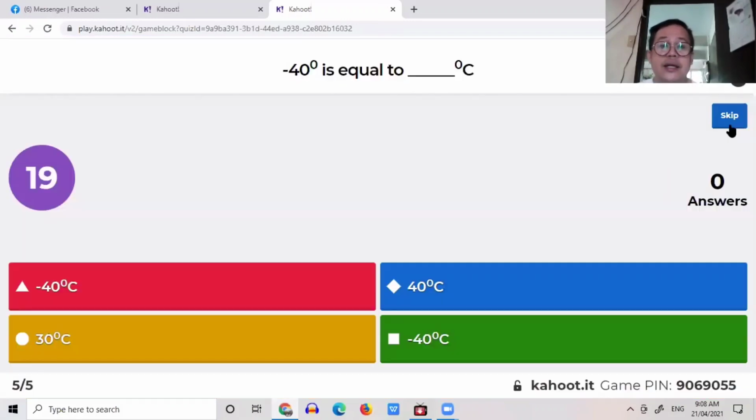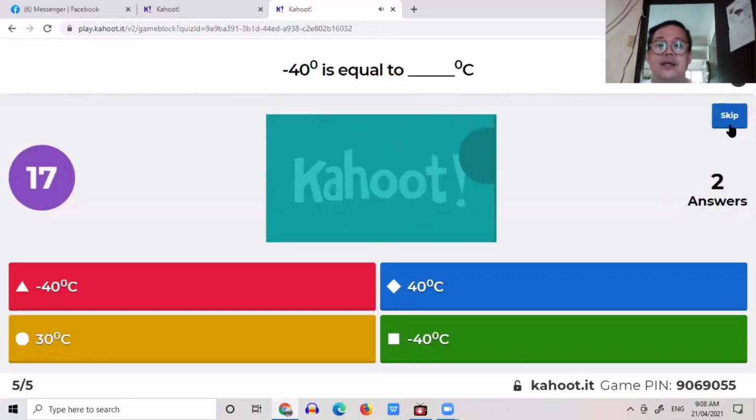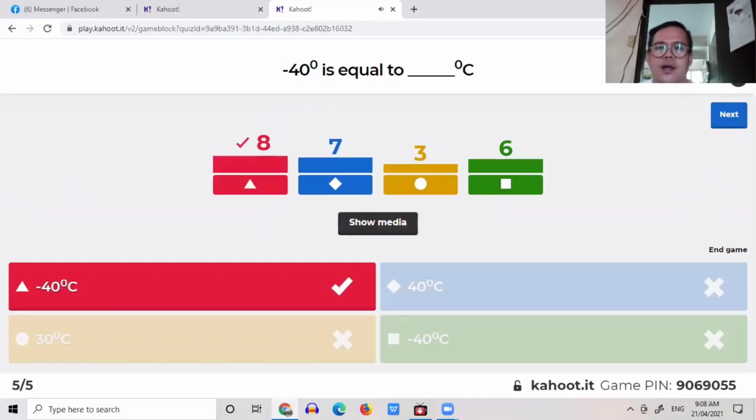Negative 40 degrees Fahrenheit is equal to blank degrees Celsius. Okay, 8 got a correct answer. The only temperature reading at which degrees Fahrenheit and degrees Celsius are equal is negative 40 degrees. So at negative 40 degrees, it can be read as both Celsius or Fahrenheit scale.